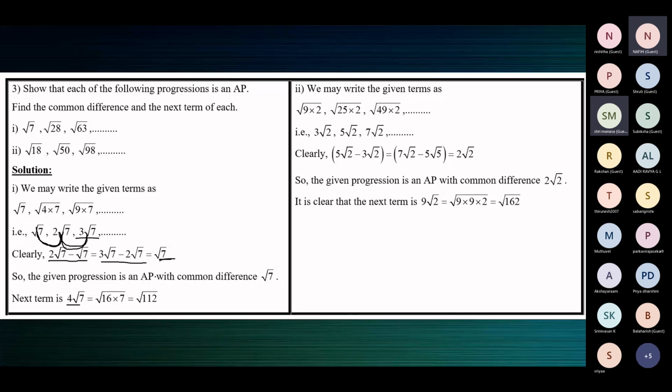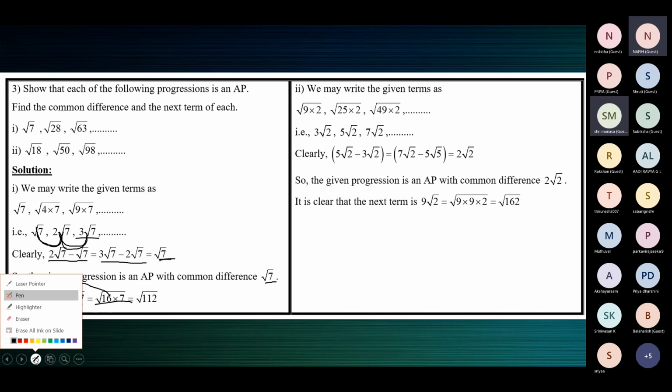So there is a difference which is common, which is called the common difference, which is root 7. And based on the arrangement here, root 7, 2 root 7, 3 root 7, going by this order, the next one should be 4 root 7. 4 root 7 meaning it is root of 16 into 7, that is 4 comes inside as 16 inside the square root. So root of 112 should be the next term. Going by this pattern, the next term should be root of 112.